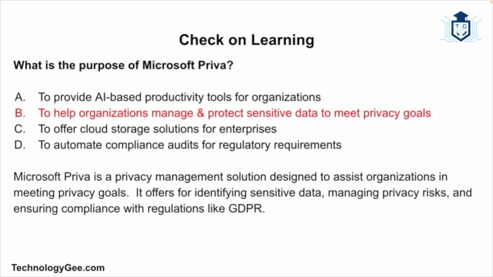So Microsoft Priva is a privacy management solution designed to assist organizations in meeting privacy goals. It offers tools for identifying sensitive data, managing privacy risks, and ensuring compliance with regulations like GDPR.